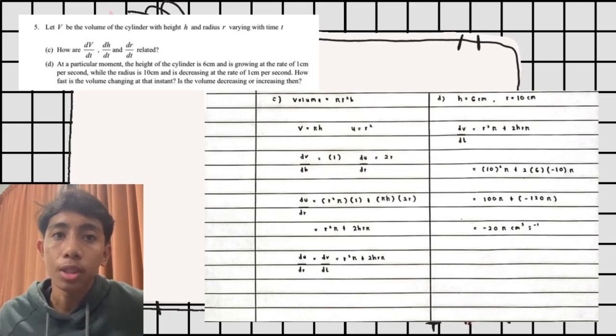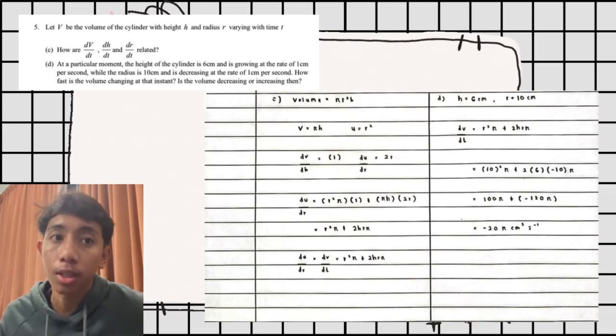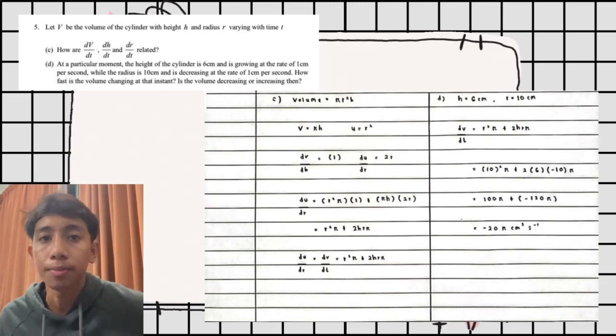So the rate of change of the volume with respect to time is equal to pi times 2r dr/dt h plus r squared dh/dt. For part D, at the given moment the height is 6 cm and the height is increasing at the rate of 1 cm per second. The radius is 10 cm and the radius is decreasing at the rate of 1 cm per second. Then we substitute these values into the equation derived in part C. So at that instant, the volume of the cylinder is decreasing at a rate of 20 pi cubic centimeters per second.